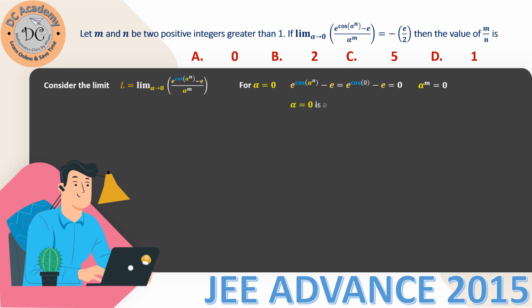So let's proceed. Here we can first rewrite it. Notice that in this particular expression we have e, so we can take e common from the numerator. Therefore it becomes e to the power cos alpha to the power n minus 1, and so on. Now notice that we are actually looking to apply the limit of e to the power x minus 1 divided by x, as x tends to 0, which is equal to 1.